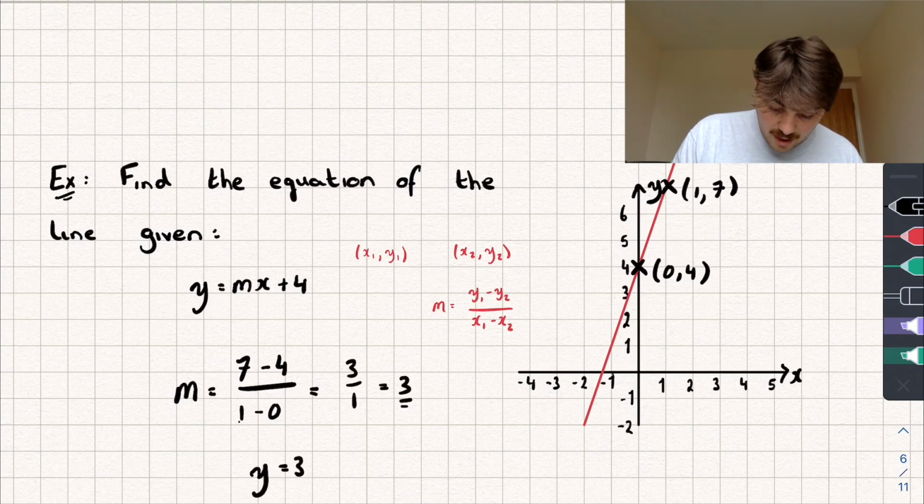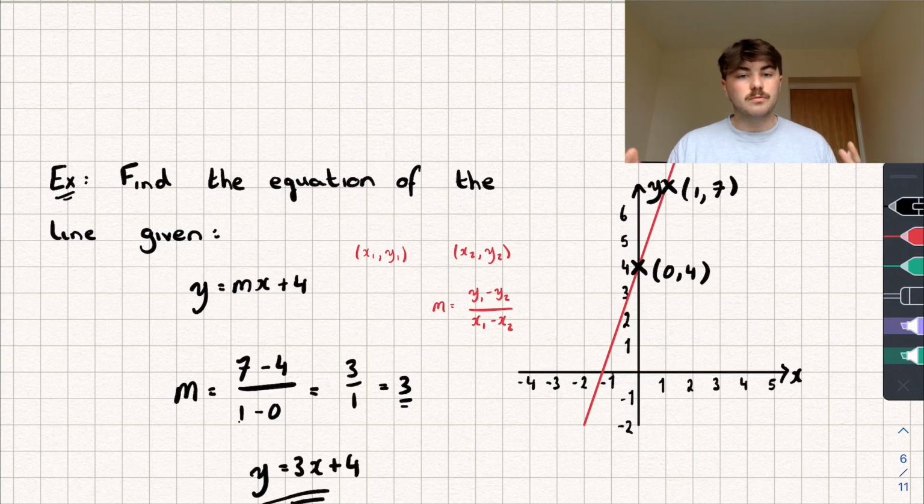And so we get that y is equal to 3x plus 4. And that would be the equation of this straight line in red. So I think that was also pretty easy.